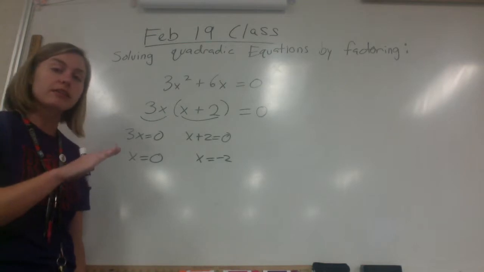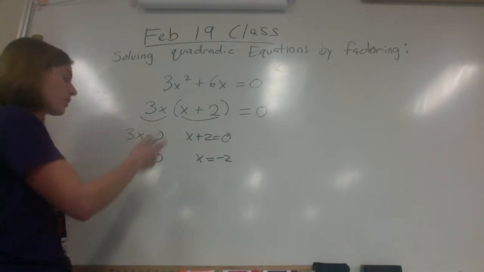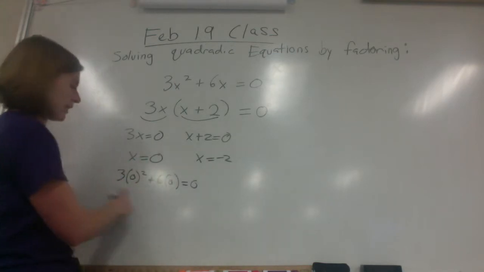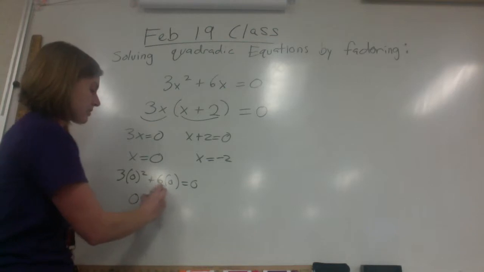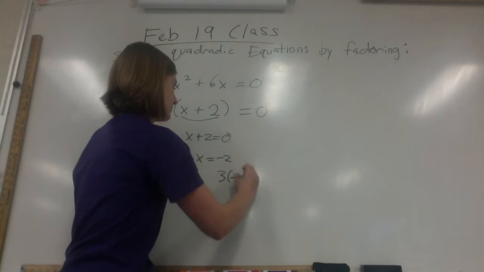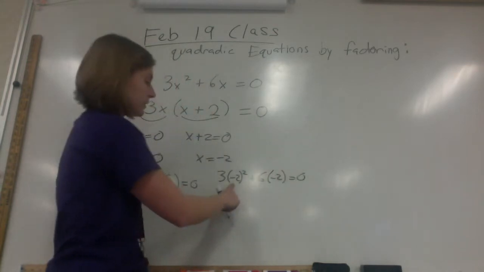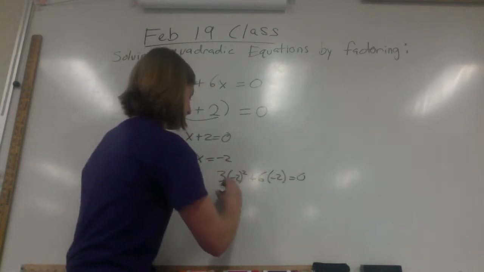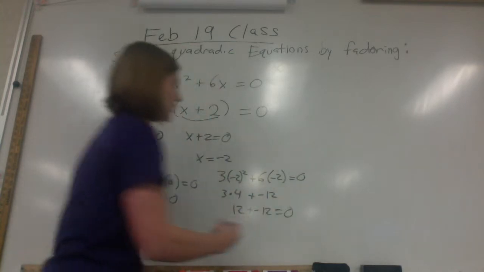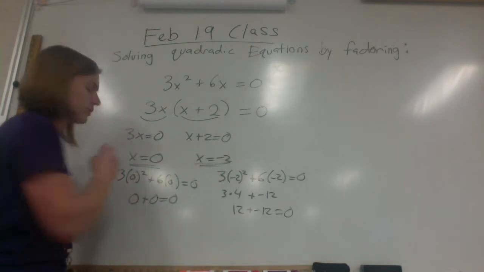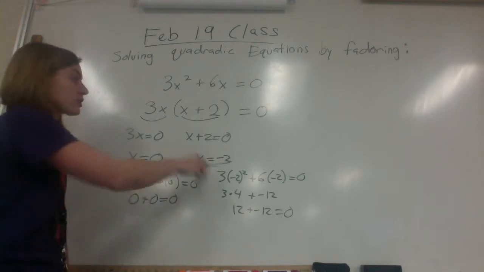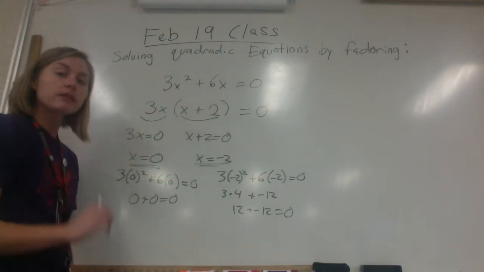So if I wanted to check these, I could just put them back in my equation and see if they work. So if I put 0 into this equation, well, anything times 0 gives me 0, anything times 0 gives me 0. So this one works out. Then let's check negative 2. Negative 2 squared is 4. Well, that's 12 plus a negative 12. Yeah, that equals 0. So you can see independently both of these numbers work. And so that's our 2 answers for this equation. Let's take a look at another example.